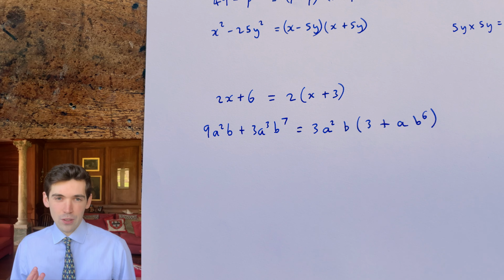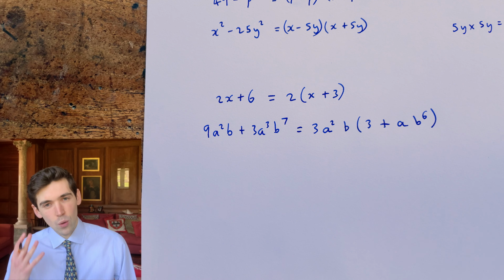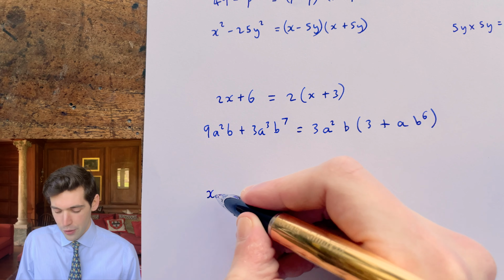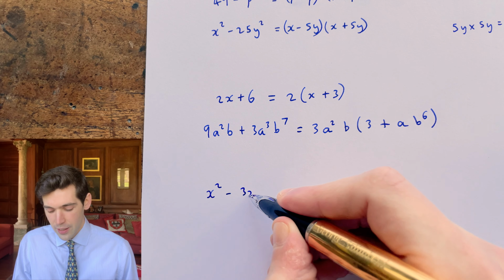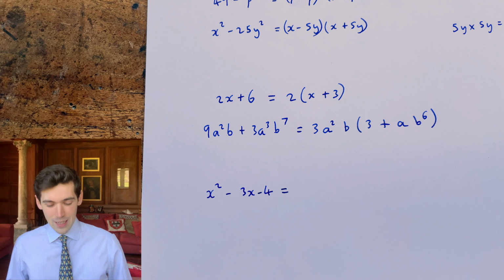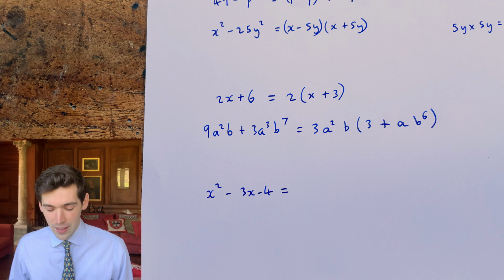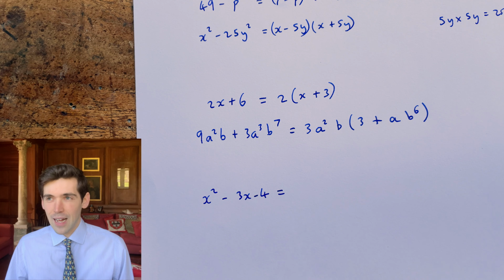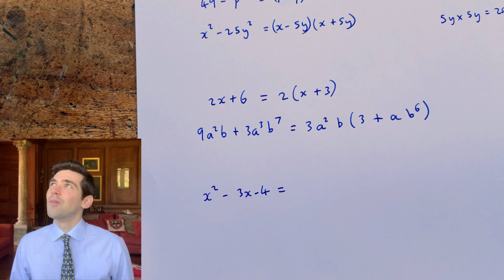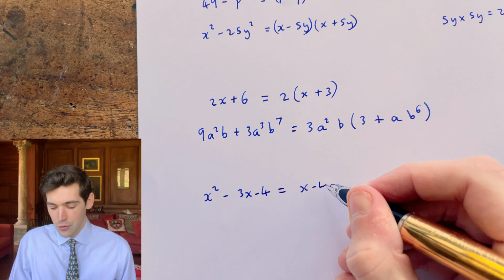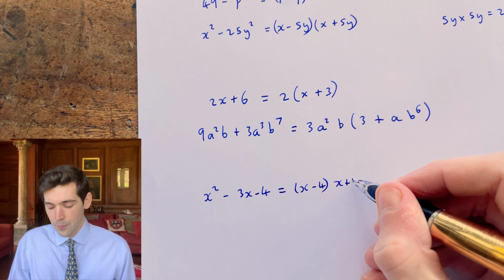And now the only other type of factorization left is quadratics. So let's just talk about these briefly. Now, ideally, you can just factorize something like this. You look at it and you think, okay, what two numbers multiply to give minus 4 and add up to give minus 3? And you think, it could be minus 4 and plus 1. So then you write down (x minus 4)(x plus 1).